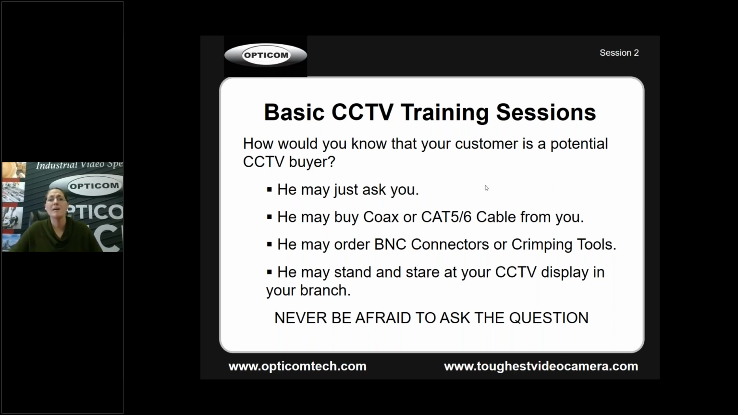Number two, he may be coming to your store or your branch or talking to you about coax or about Cat5 or Cat6 cable. So if anybody's buying coax, you 100% need to be like, hey, man, what are you doing? And anybody buying Cat5 and Cat6, you should be asking them not only for the camera part of it, but anything else Datacom that you could potentially sell them. Cat5 and Cat6 will run all the IP cameras. He may be ordering BNC connectors or crimping tools or other accessories that go to a camera system.